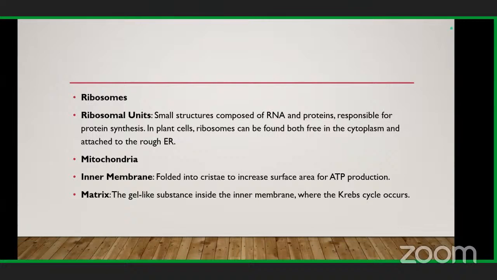Next is the matrix, the gel-like substance inside the inner membrane where the Krebs cycle takes place. Apart from the inner membrane, you will also find the matrix inside it. So what does this matrix do? It contains some substances, like enzymes, due to which the Krebs cycle takes place.